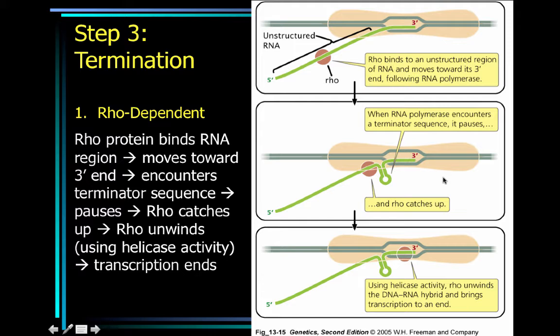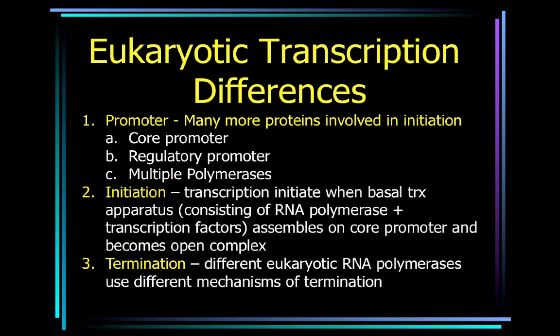And then the rho protein is then going to unwind the DNA-RNA hybrid and bring transcription to an end. So we still get formation of the hairpin loop, but the rho protein here is actually the one disassociating the new messenger RNA strand from the DNA strand. So two major systems in termination: rho independent does not need the rho protein, and rho dependent does need the rho protein. All right, so let's talk very briefly about eukaryotic transcription differences.